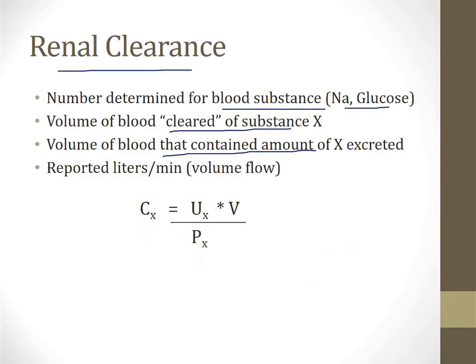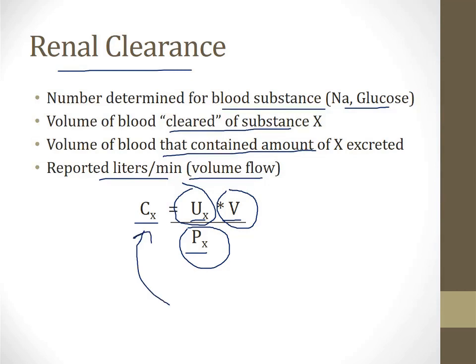Renal clearance is reported in liters per minute, or volume flow, and it can be determined by the equation shown on the screen. The clearance of substance X is equal to the urinary concentration of substance X times the volume flow rate divided by the plasma concentration of substance X. So what this means is, if we know the plasma concentration of a solute and the urinary concentration, and we also know the volume flow of urine, we can then calculate the clearance of any given solute.